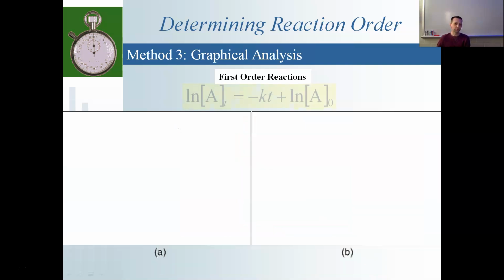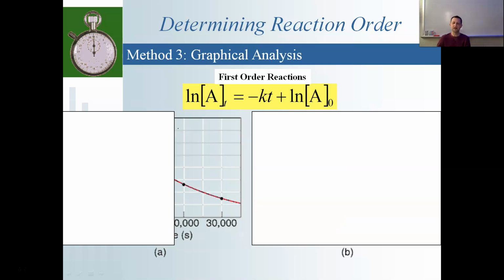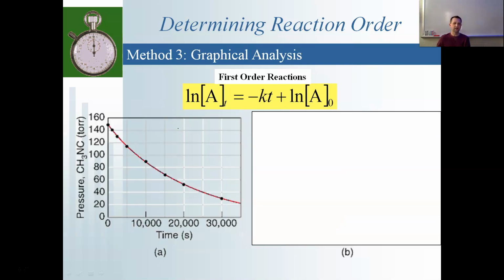So here's a first order reaction. I'm taking my first order integrated rate law, I'm reorganizing that, so I'm going to end up with natural log of a sub t equals negative kt plus natural log of a sub 0. What does the graph of concentration versus time look like? It's actually going to look like this. So concentration versus time is not linear for a first order reaction. So we can't use y equals mx plus b.